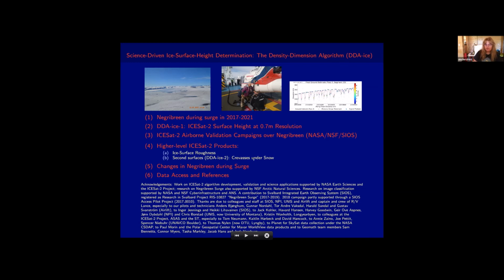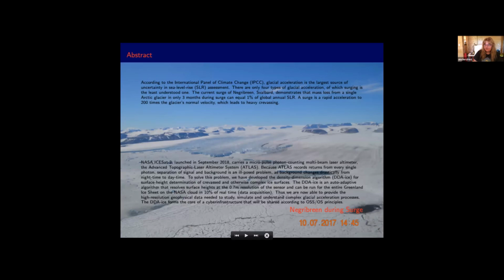Okay, so I think everyone knows all this. Glacial acceleration is the largest source of uncertainty in sea level rise assessments, simply because it's lacking inclusion in the worldwide models used to create such assessments. However, Negribreen during 3 months of the initial part of the surge equals about 1% of global annual sea level rise equivalent. So that is a lot.